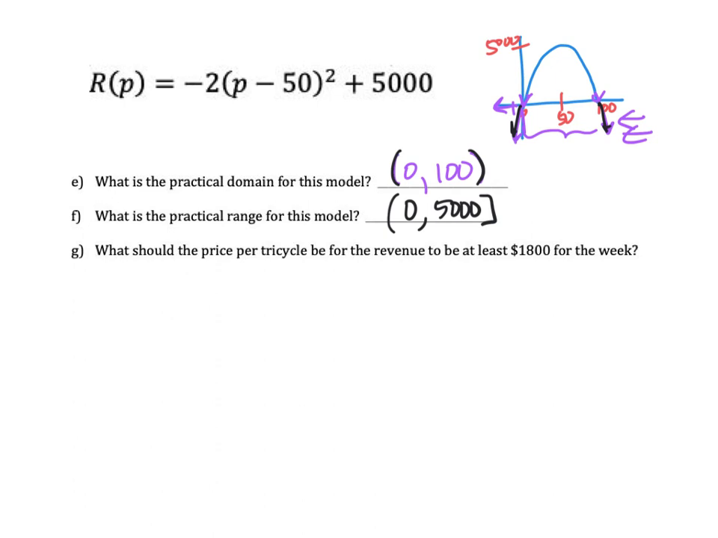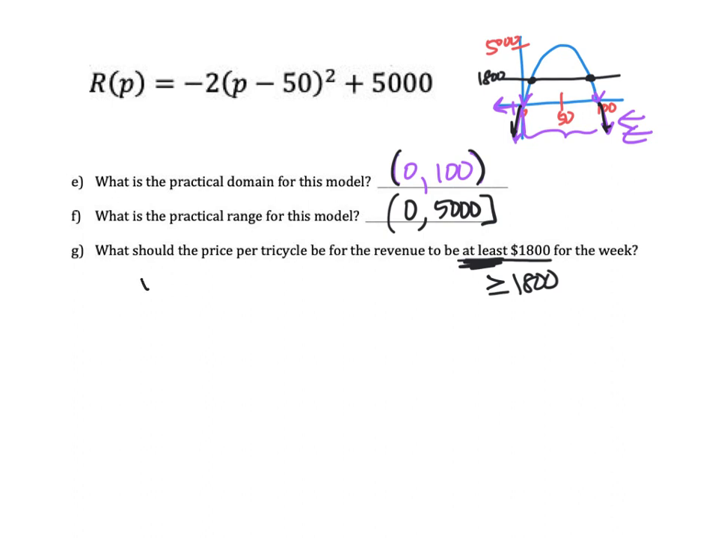And finally, it says, what should the price per tricycle be for the revenue to be at least $1,800? Okay, what does the word at least mean? It means that's the minimum it could be. So it's greater than or equal to $1,800. So you could go across here, put in $1,800 and see where that intersects the graph. What is the 1,800 representing? It's representing the Y value.